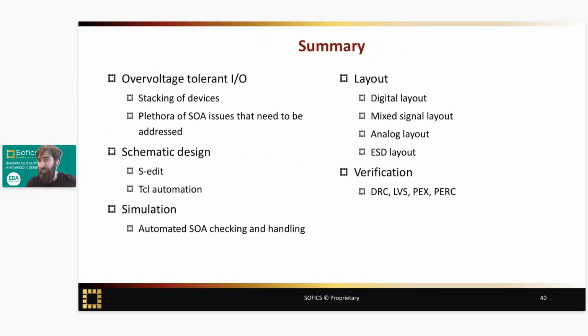So in summary, we've talked about overvoltage tolerant IO, where in concept it is just stacking of devices or limiting the voltage over specific devices. But if you look into more detail, there are a whole bunch of SOA violations that need to be addressed. We do the schematic design with S-Edit, and we make heavy use of Tcl automation. In simulation, we use AFS, where we automatically check all these SOA violations and where we filter them somewhat already, so we only have a look at the interesting ones. In layout, we make use of multiple different layout styles, which are all present. And in verification, we have DRC, LVS, and PERC that we run.